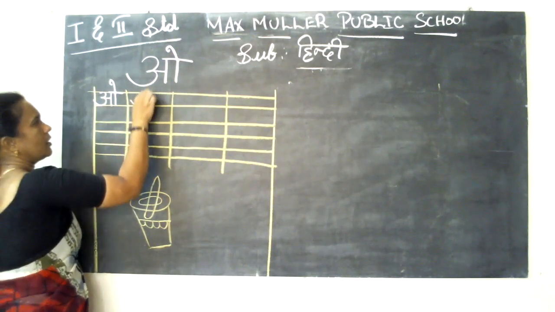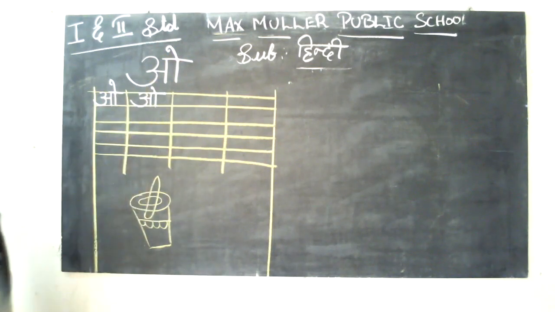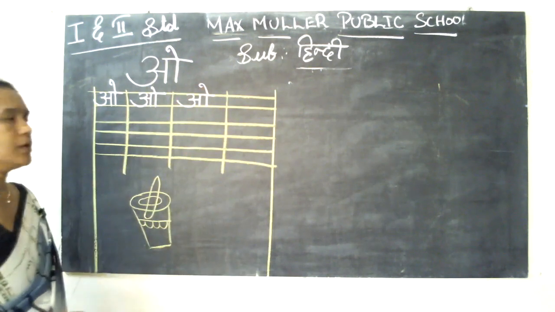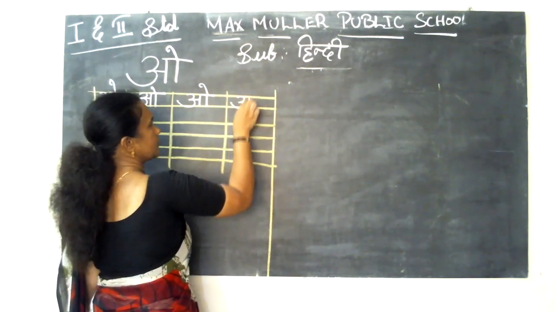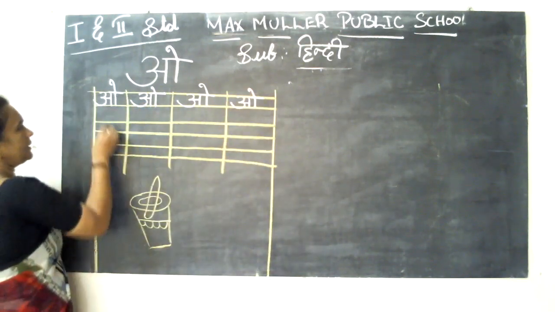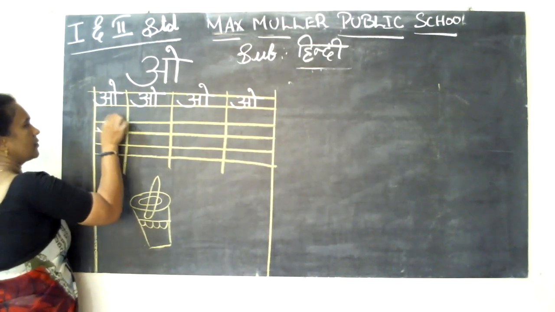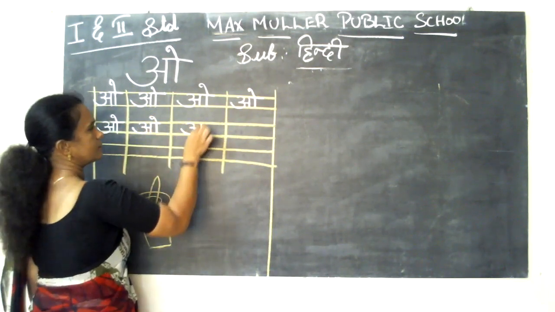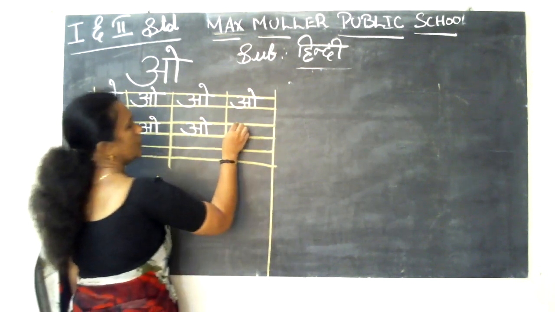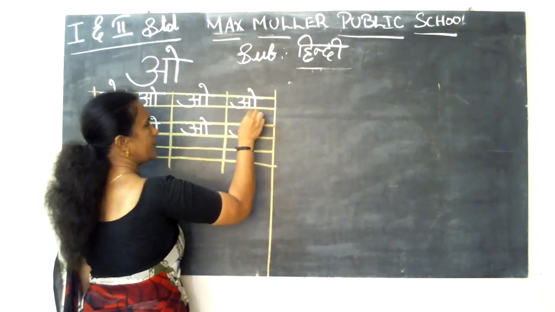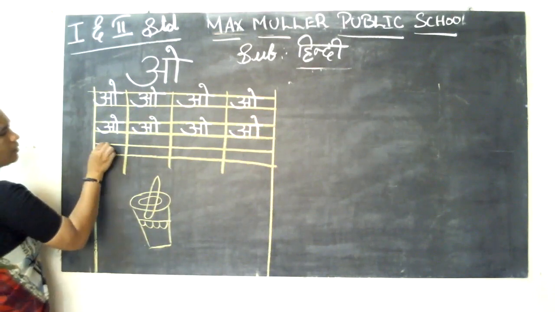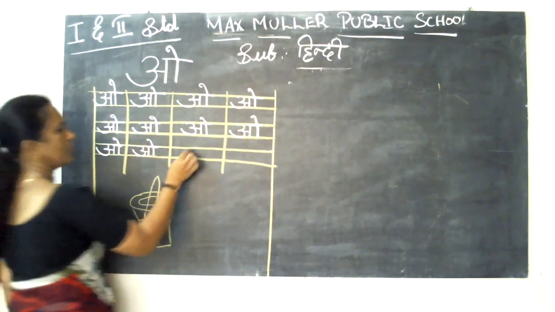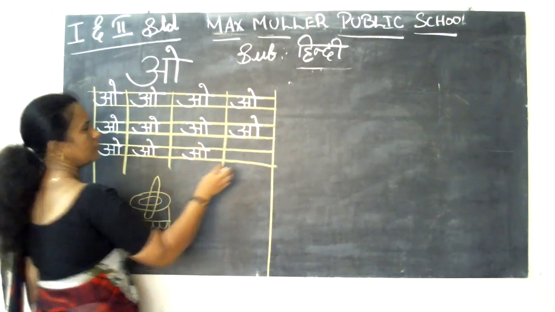O se okali like this. O se okali, mortar. O se okali, mortar. Like this you have to write. O se okali. O se okali. O se. Don't touch the first line. Touch the second line. Okay. O se okali.